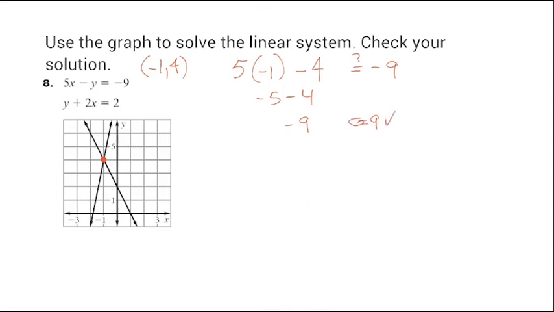So that one checks. Now I'll tell you, if you're reading it off the graph and they don't check, you need to go back and reread the graph. Let's do the second equation. Y is 4 plus 2 times negative 1, is that 2? I have 4 minus 2, which is 2. 2 does in fact equal 2. So there's my work that I check. So read the point off the graph and put that point back into both equations.